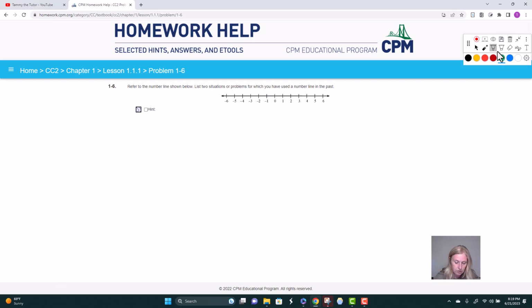Refer to the number lines shown below. List 2 situations or problems for which you have used a number line in the past. Obviously this is your experiences and what you've done, but if you're having a hard time thinking of a time you've used a number line, I'll just throw out some ideas to help get your juices flowing. How about when your teachers have just taught you to add and subtract? I know many teachers use number lines in the classroom to teach you how to add and subtract. You've probably seen them used that way before, so I'll just do adding and subtracting.